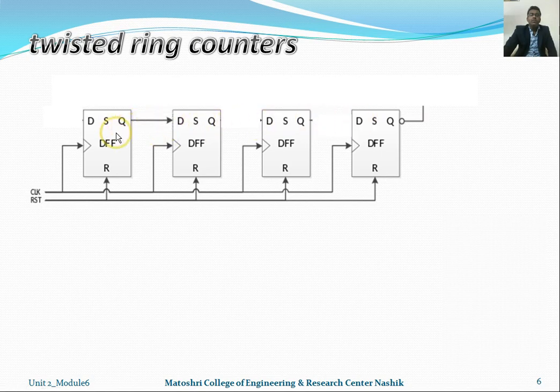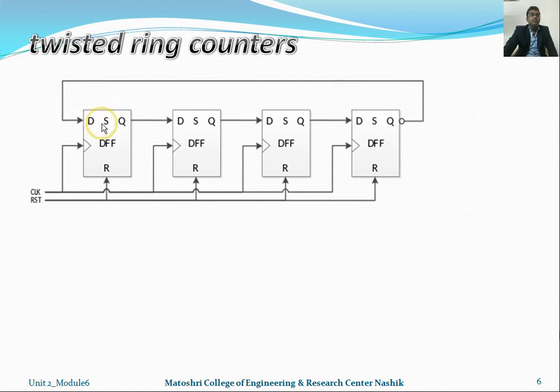The output of the first is the input of the second one. The output of the second is the input of the third one. The output of the third is the input of the fourth or last flip-flop, but the complemented output of the last flip-flop is the input of the first flip-flop.